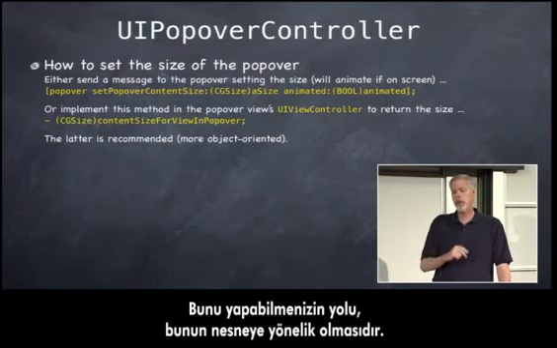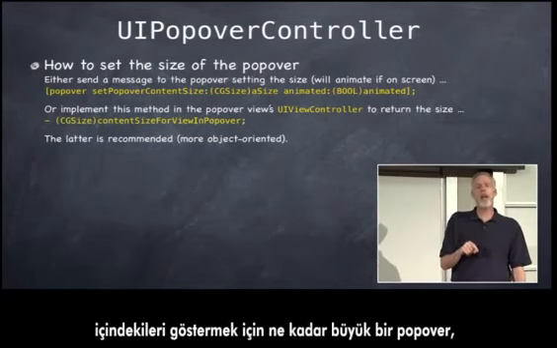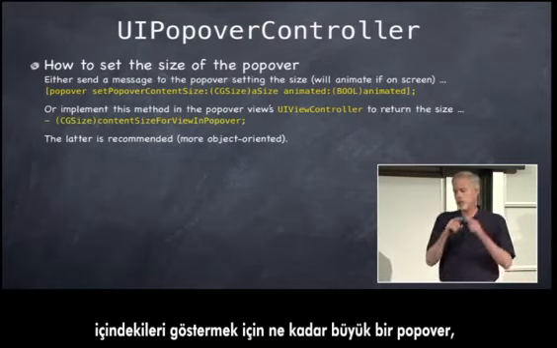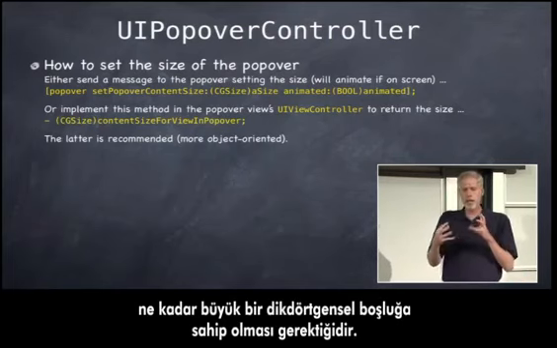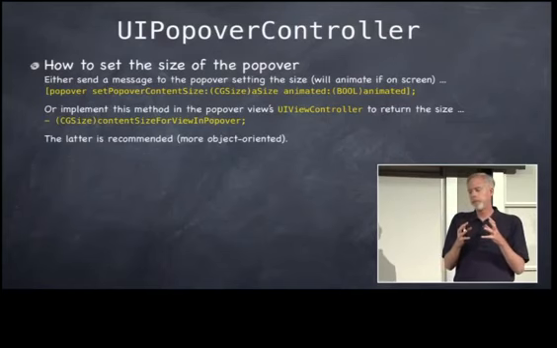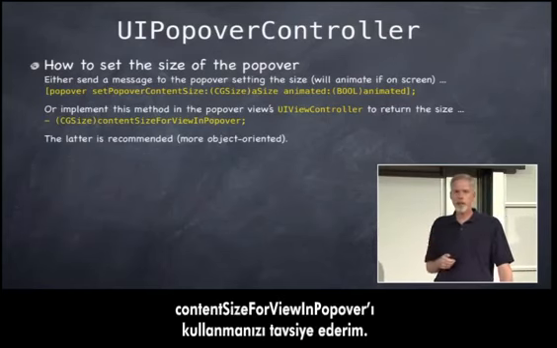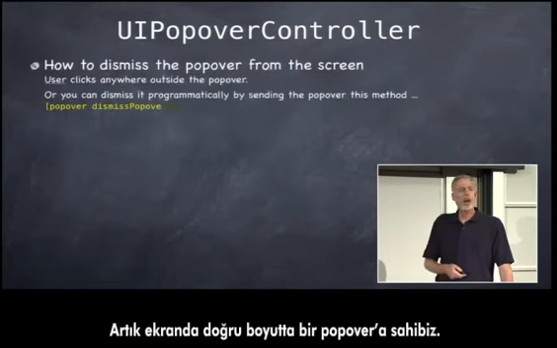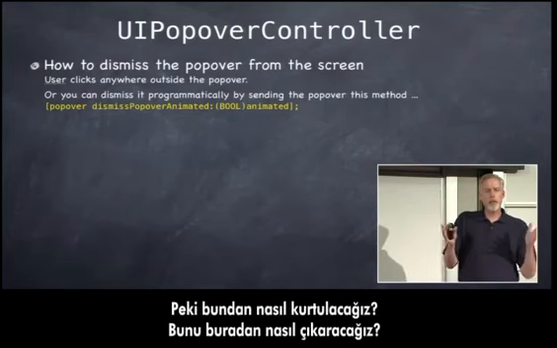Okay, that's the way to do it, because that's object-oriented, right? That view controller has the best idea on the planet how big a popover, how big a rectangular space is necessary to contain its views, right? So that's what I recommend, is in your view controller, implement content size for view in popover. So we got the popover on screen, it's the right size. How do we get rid of it? How do we dismiss it?